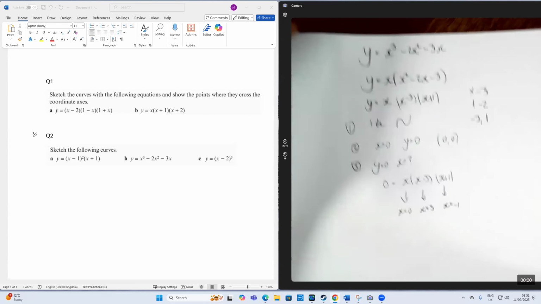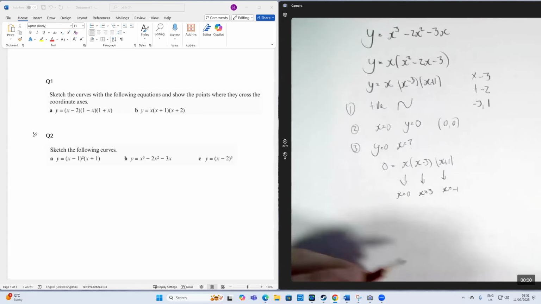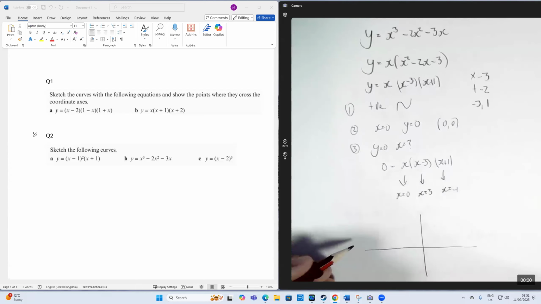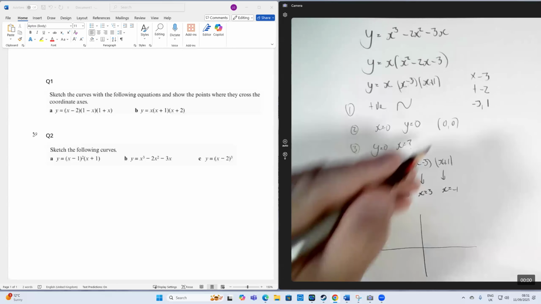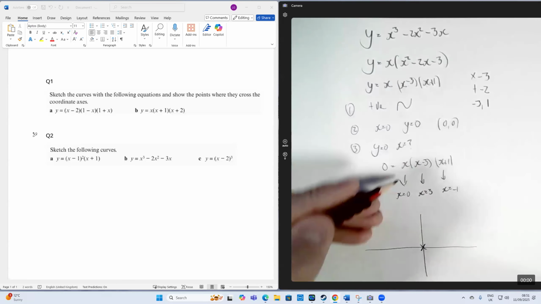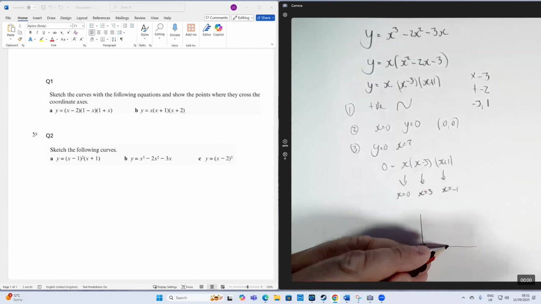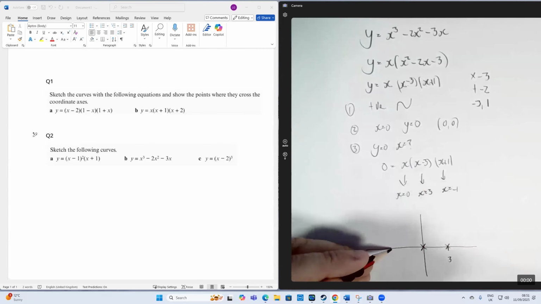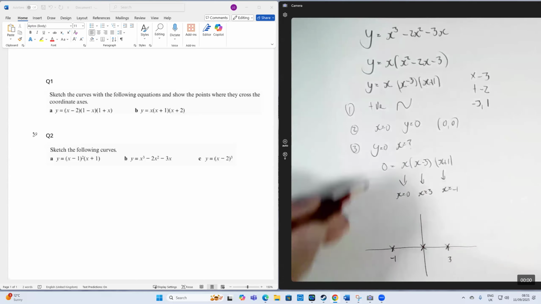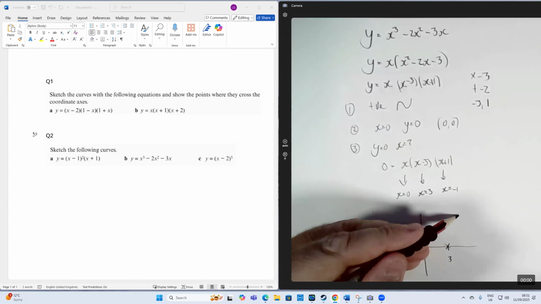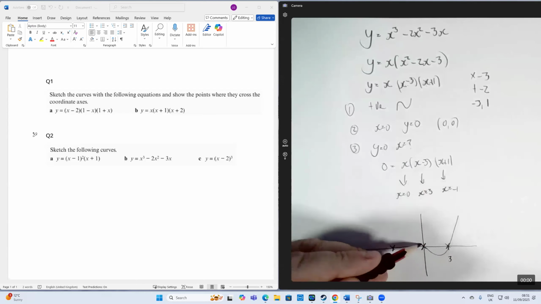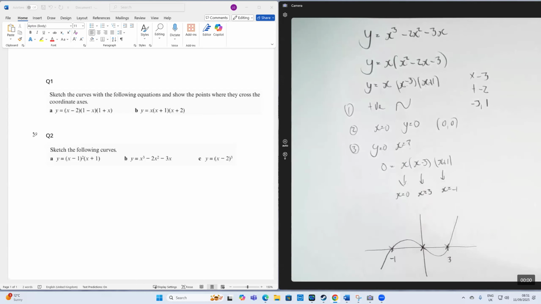So we can bring all of this information together now to do our sketch. What do we know? We know it's got to be that way up. We know it goes through the origin. We know it goes through the coordinate where x is 3, and where x is -1. It has that shape, so the curve must look like that. So that is our question 2b.